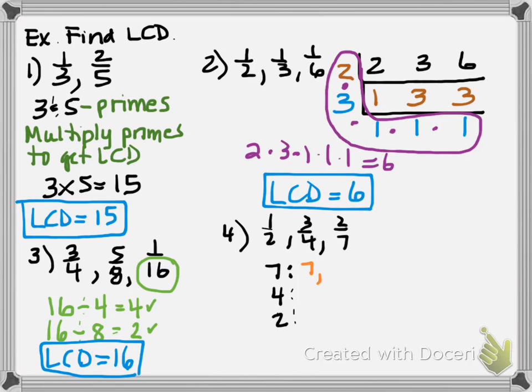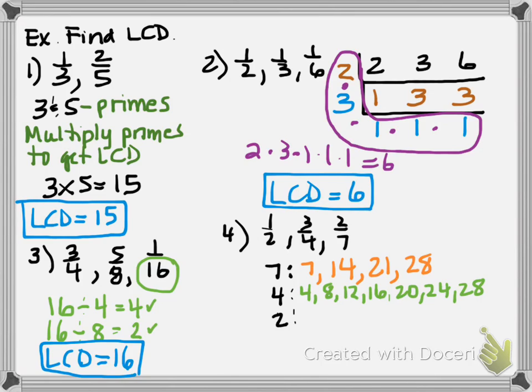So I try the next. 14 would be 7 times 2. So can 4 go into 14? No. So I stop. I can't do anything more. So the next multiple, 7 times 3 is 21. Can 4 go into 21? No. So I stop. The next, 7 times 4, is 28. Can 4 go into 28? The answer is yes. And here I can show that to you. 4 times 1, 4 times 2, 4 times 3, 4 times 4, 4 times 5, 4 times 6, 4 times 7. So we've got a match.